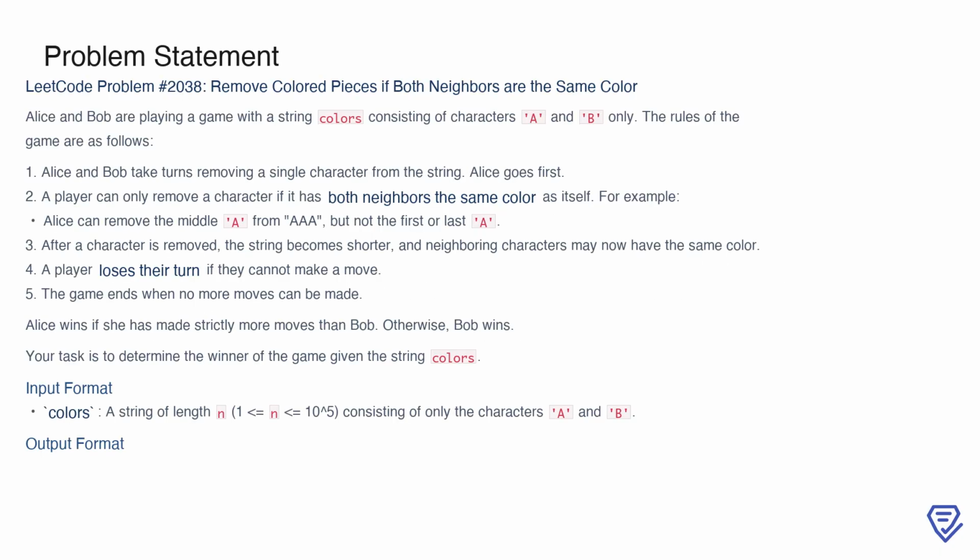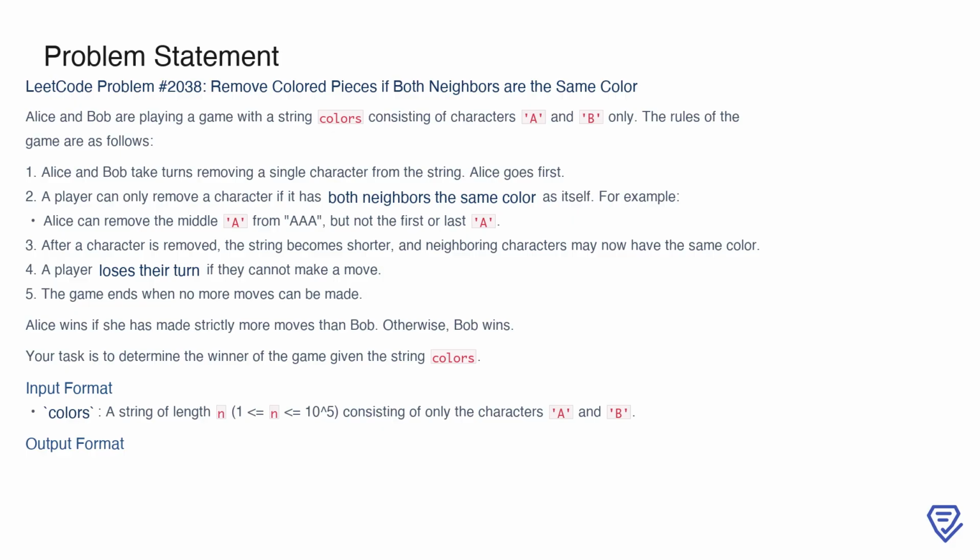In this problem, Alice and Bob are playing a game with a string called colors, which consists of only the characters A and B. The rules of the game are straightforward. Starting with Alice, they take turns removing a single character from the string. However, a character can only be removed if it has both neighbors of the same color as itself. For instance, in the string AAA, Alice could remove the middle A, but not the first or last A, since those don't meet the condition.